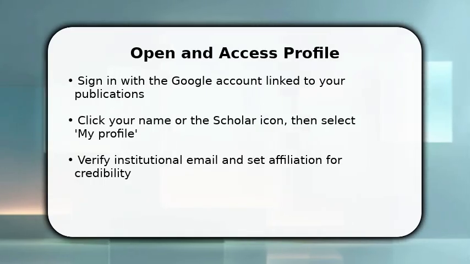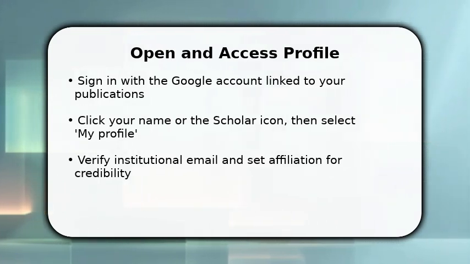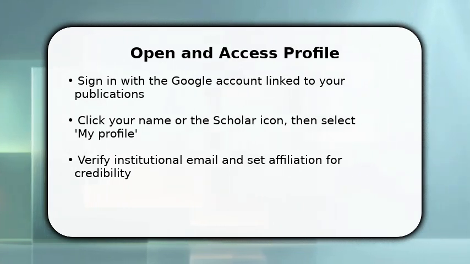You start by signing into the Google account that holds your publications. This ensures edits attach to your record. Once done, open Google Scholar and click your name or the profile icon to enter My Profile.